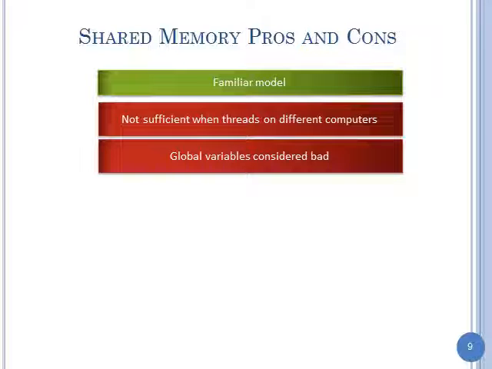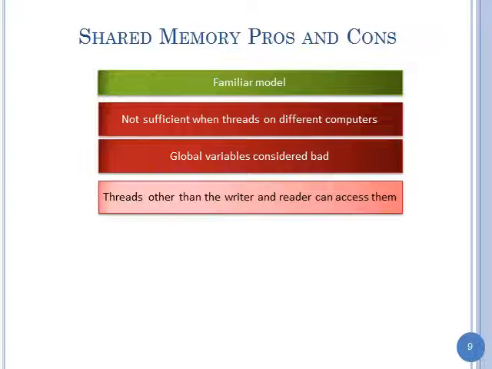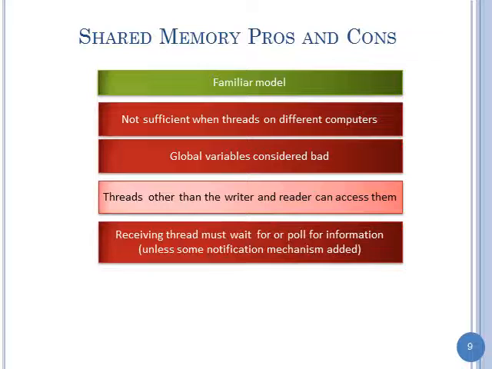Global variables are considered bad because of all the reasons. You can't reason very well about them. Threads other than the reader, you can't control who accesses them. Okay, so we're going to see about the access issue. That's going to be a big deal. So, okay, and the receiving thread must either wait or poll for information, unless we build some notification mechanism on top of this. Okay.